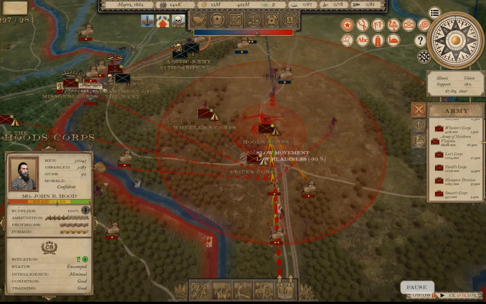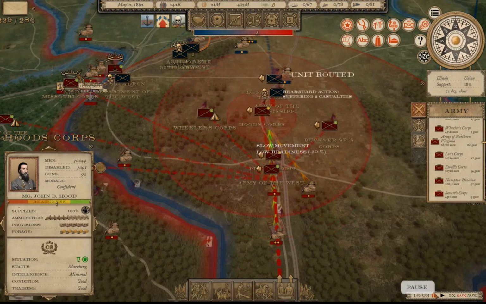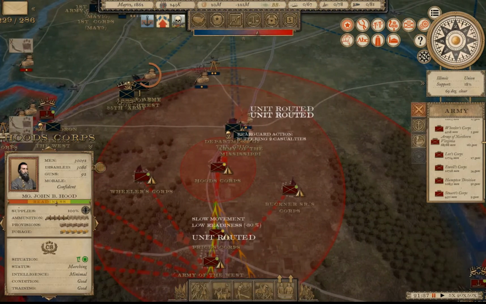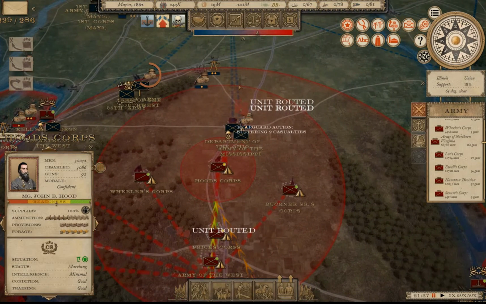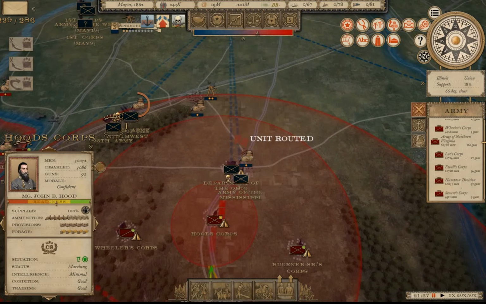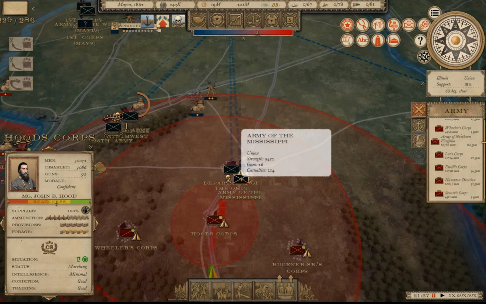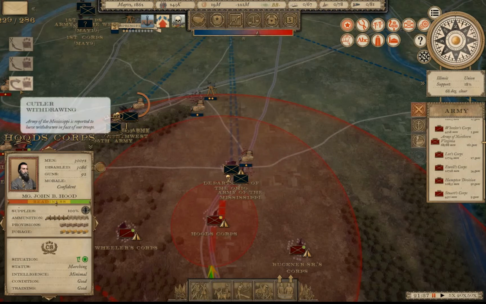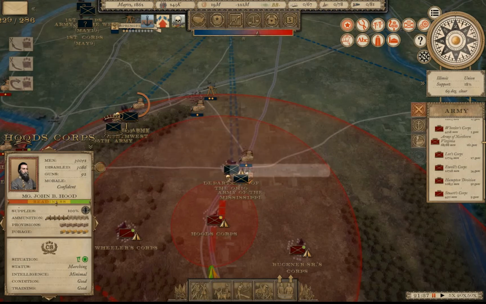May 12th. It might be a battle. It looks like the Union forces might be retreating in the face of Hood's corps, as there's some rear guard action going on and routing Union troops. Butler, one of the commanders of the Union forces, is withdrawing.